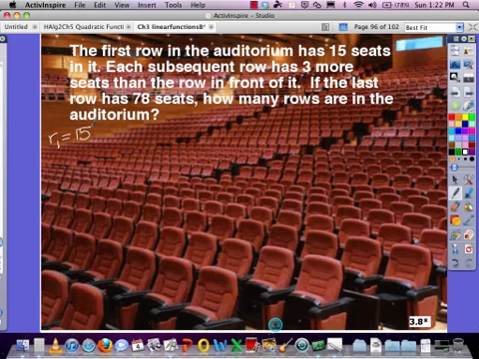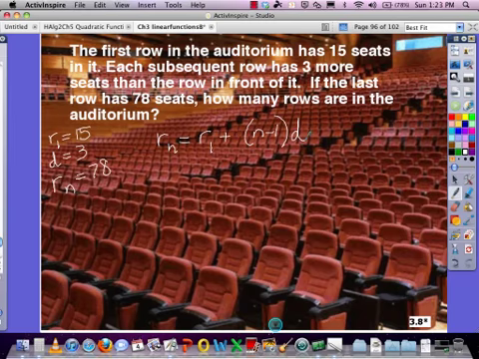Each subsequent row has 3 more seats. So that would be that constant difference. If the last row has 78 seats, now right now we're thinking last row. We don't know what last means. So r sub n equals 78 seats. How many rows are there in the auditorium? We should be able to figure that out using our arithmetic explicit formula. So let's write that down. This time the only difference is we're going to use the r values. So r sub n has to equal our first term plus n minus 1 times that constant difference.